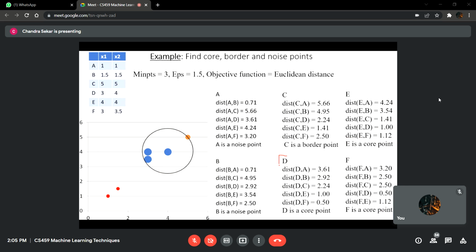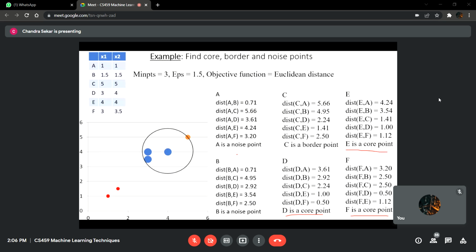And similarly, the D point. For D point also, you can see that there are 2 plus 1, 3 points within the 1.5 epsilon radius. So D can also be called a core point. So overall, there are 3 core points. That is, E is a core point, D is a core point, and F is a core point.